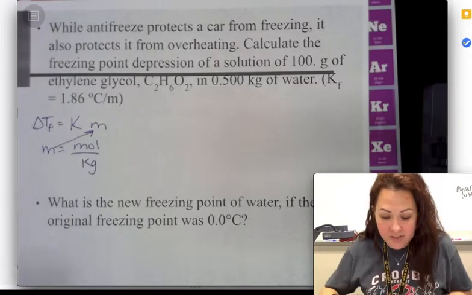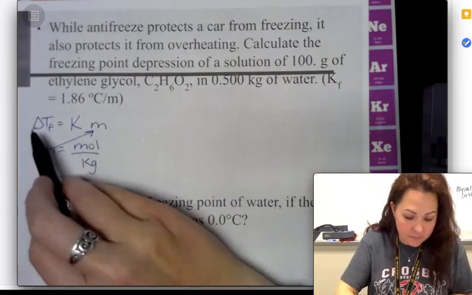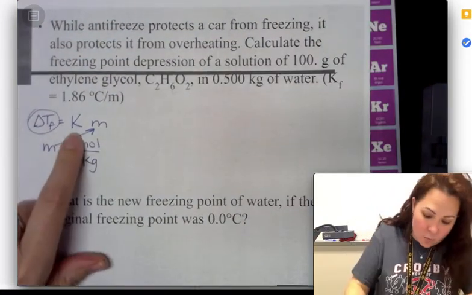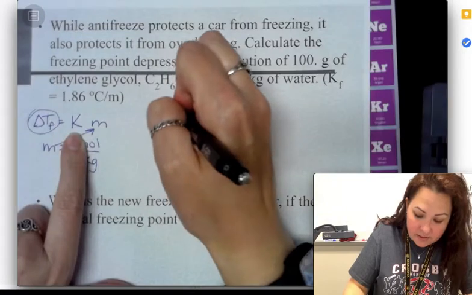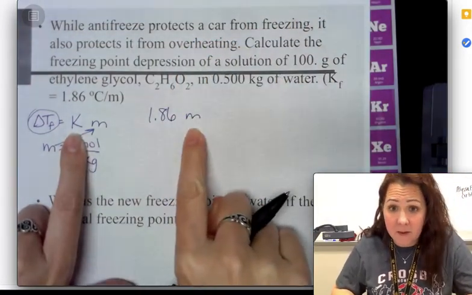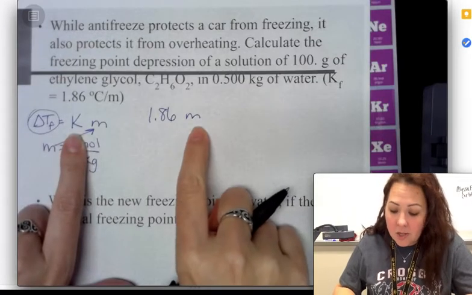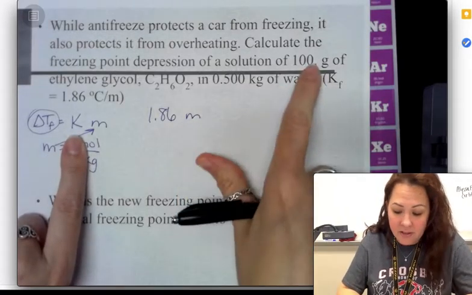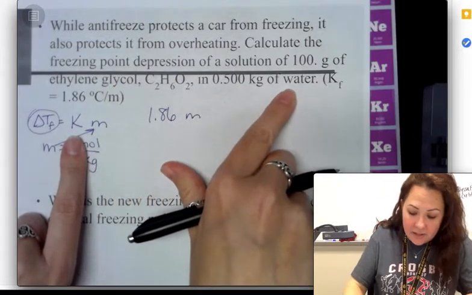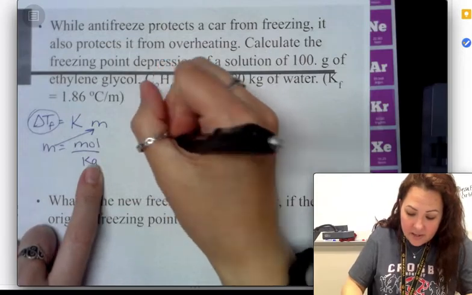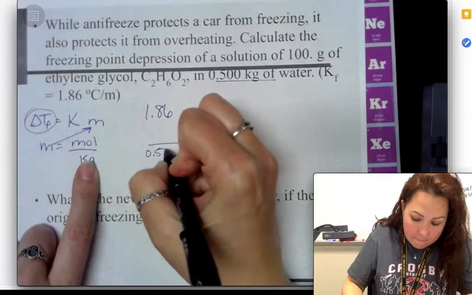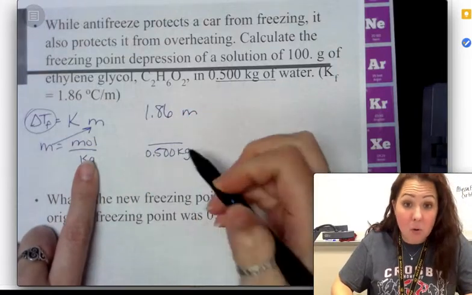So on this problem, it says calculate the freezing point depression. So I'm solving for that. When I take my K, 1.86, times my little m. So I need to find my little m. They gave me the data to find my little m, I just need to do so. So it says that I have 100 grams of ethylene glycol in 0.5 kilograms of water. So my little m is moles of solute divided by kilograms of solvent. Water is my solvent. I need to find my moles.